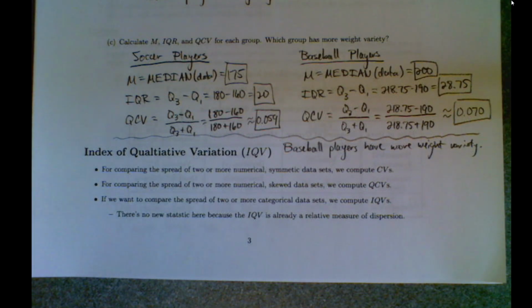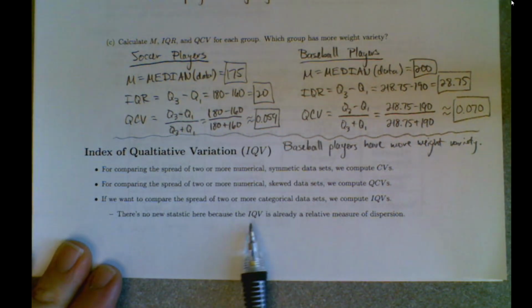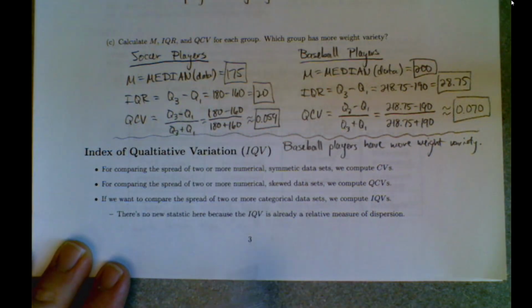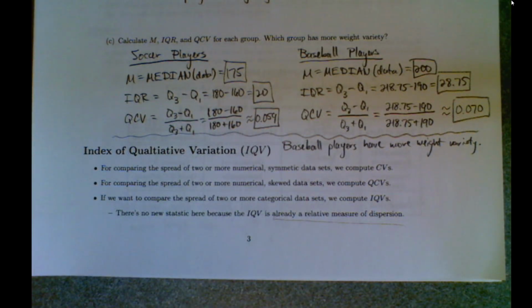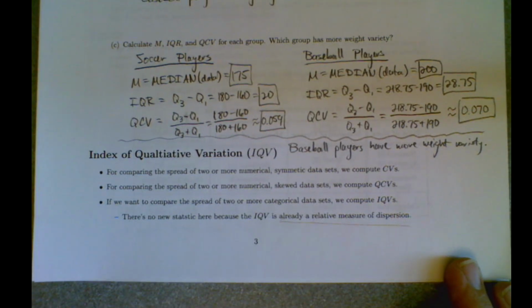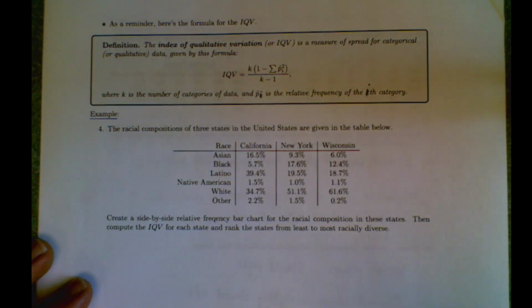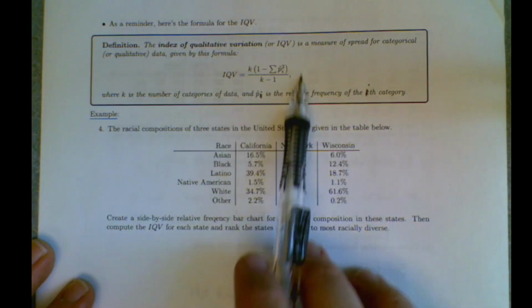And you might think, well, we've already talked about the IQV. Don't we have to look at a relative measure of spread? And you're right, we have talked about the IQV, but there's no need for a new statistic here because the IQV is already a relative measure of dispersion, right? It's already relative. So we can just use it to compare the amount of dispersion in qualitative data sets. So I'll just give you one example of that since we've already done this in the past. Okay, but as a reminder, here's the formula for the IQV.